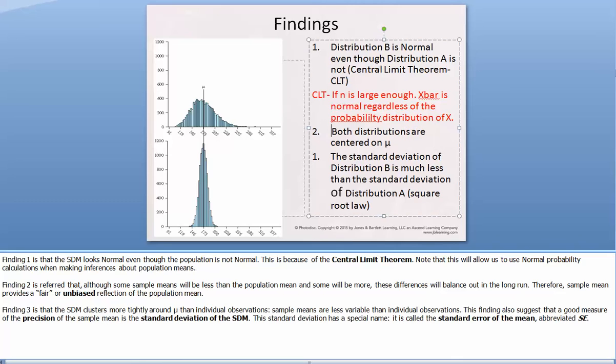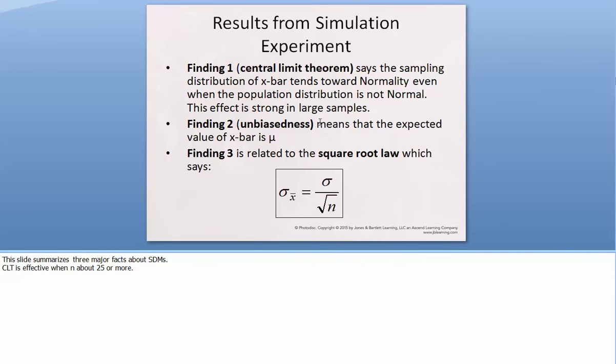So now let's go to the next slide, and see the summary of all these results. So actually finding one is the central limit theorem we talked about in the previous presentation. What it says is that regardless of the probability distribution of x, x bar will have a normal distribution as long as the sample size is large enough, and for it to be effective the sample size should be more than 25. So in fact, maybe let me write it in here. So n can be greater than or equal to 25.